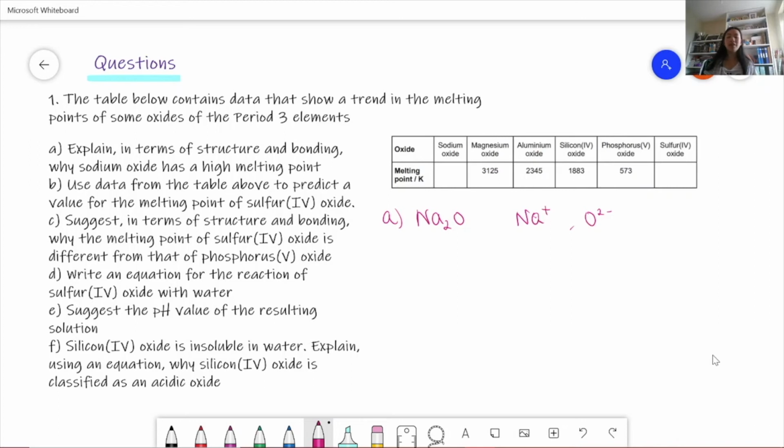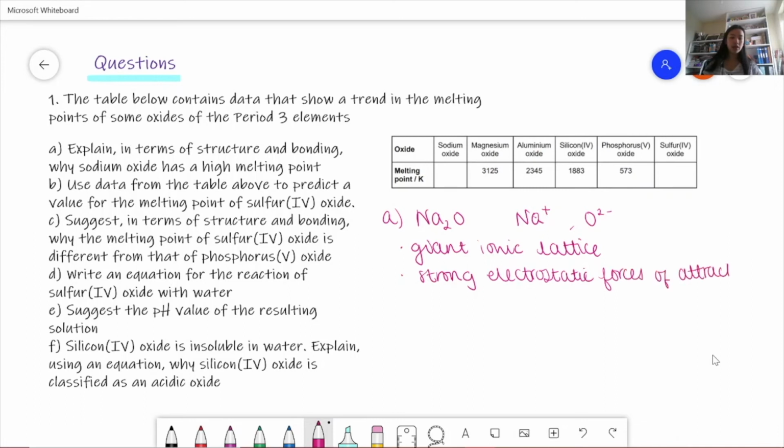And so it must be ionically bonded. And ionically bonded compounds only exist as giant ionic. So it's a giant ionic structure or lattice. And so it has strong electrostatic forces of attraction between oppositely charged ions.